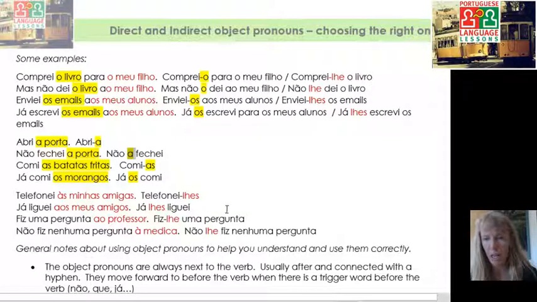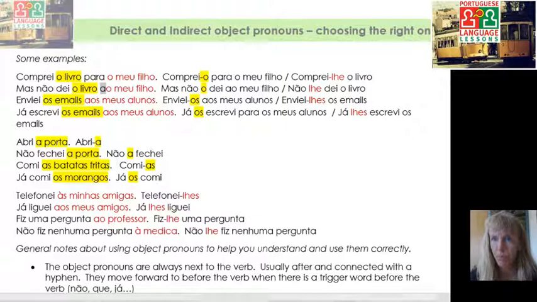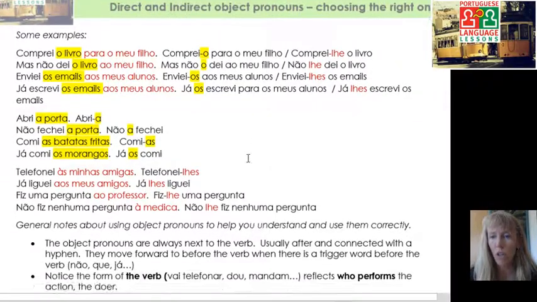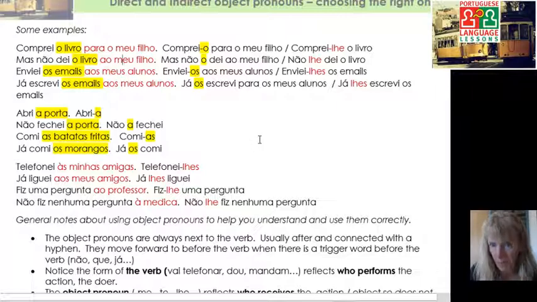Fiz uma pergunta ao professor, fiz-lhe uma pergunta, não fiz nenhuma pergunta à médica, não lhe fiz nenhuma pergunta. Okay, so here perhaps I've done it better, putting the red here with the preposition, because that disappears when you put in the object pronoun. When it's the indirect one. There you go, that makes it better, doesn't it? Okay, okay. So hopefully these examples help you.